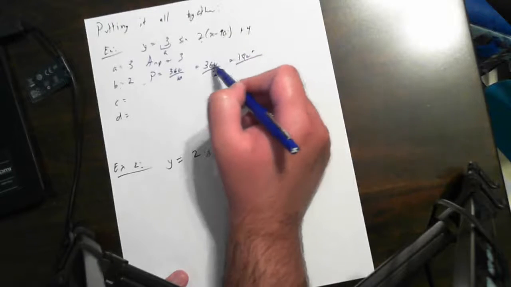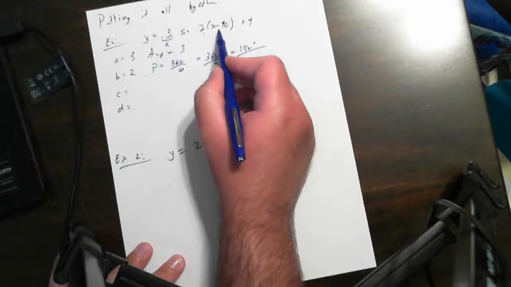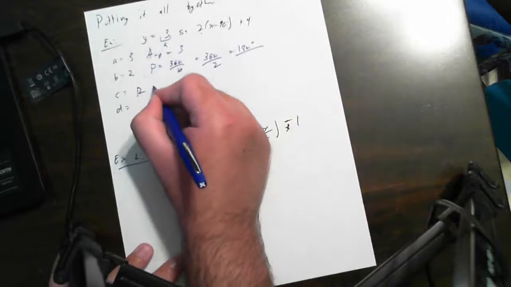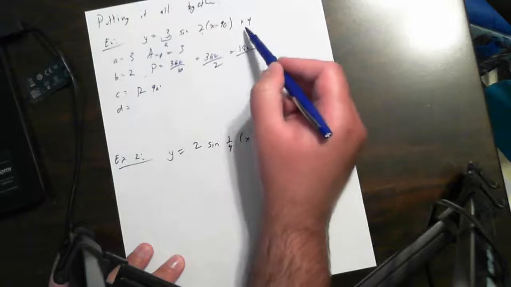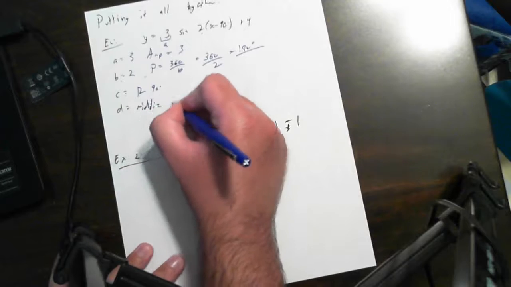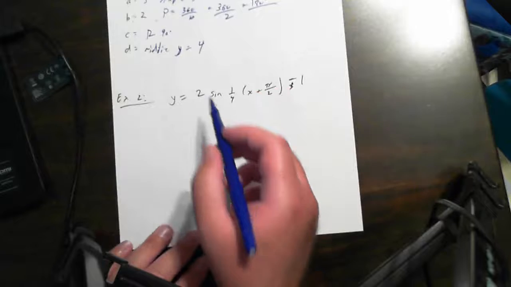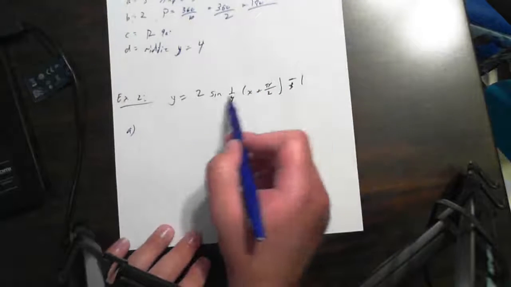I know to use degrees because of this thing here. It has 90 degrees on it, so that tells me to use 360 over B instead of 2 pi over B. My C value, well, x minus 90 tells me I moved right 90 degrees. The D is plus 4, so that tells me that midline is at y equals 4. Or it was shifted 4 units up. Okay?